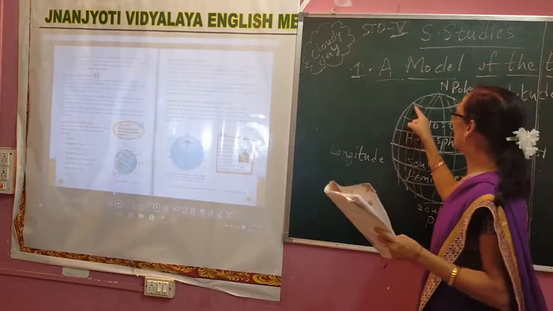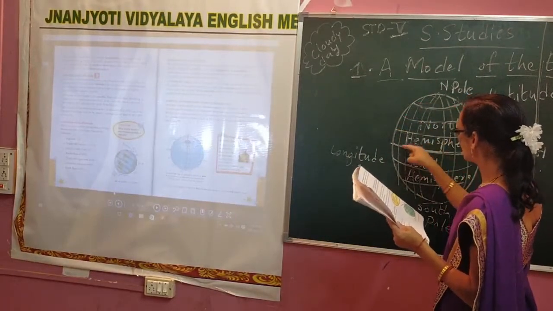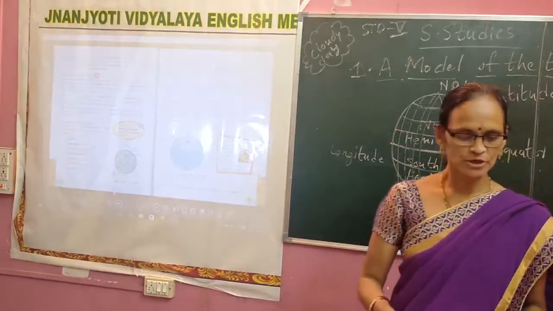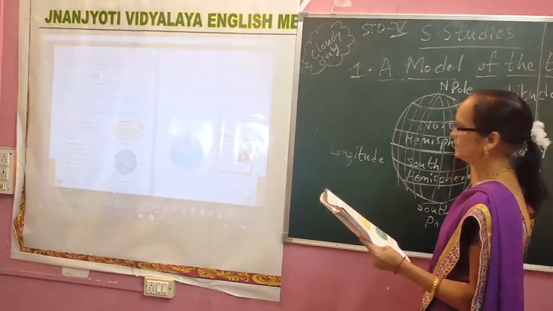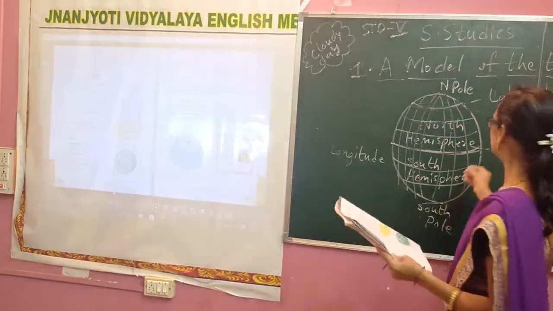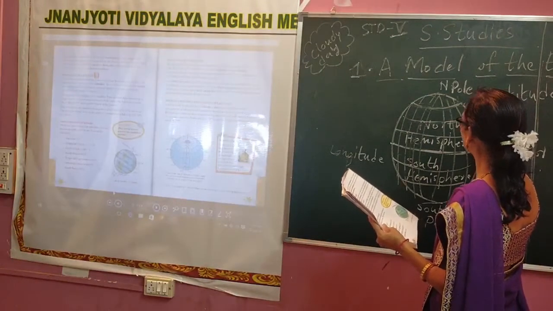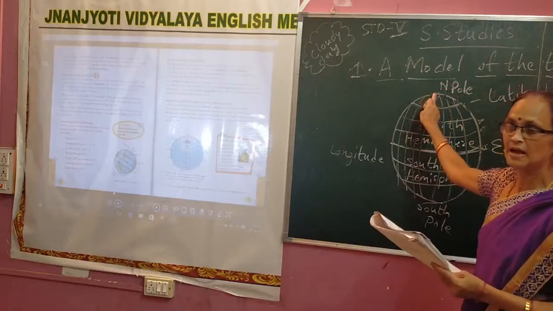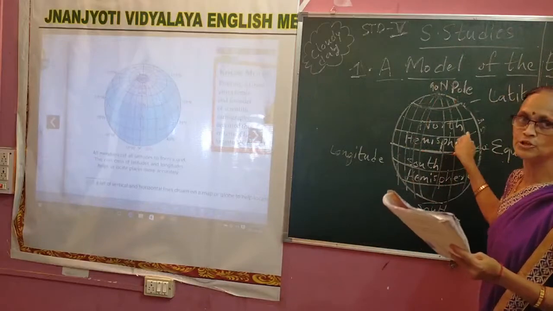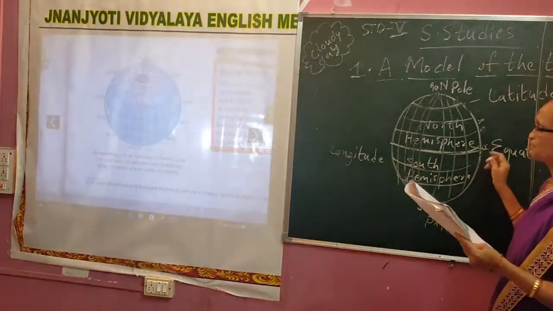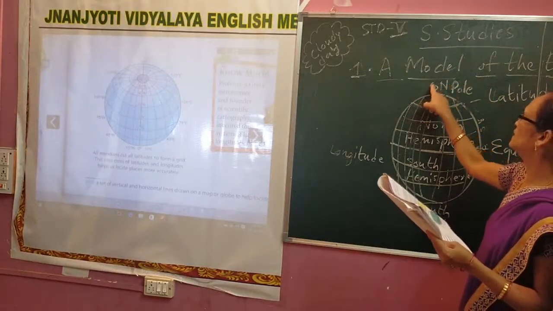Latitudes are parallel to one another here. These two lines are parallel, so they are called parallels of latitude. If you look closer, these latitudes are parallel to one another, and there is a number here. This is 0 degree, next comes 10 degree, 20 degree, like that it goes, and when you reach the poles, you get 90 degree. So each latitude is labeled 10, 20, 30, 40, 50, 60, 70, and like that you get 90 degree here.